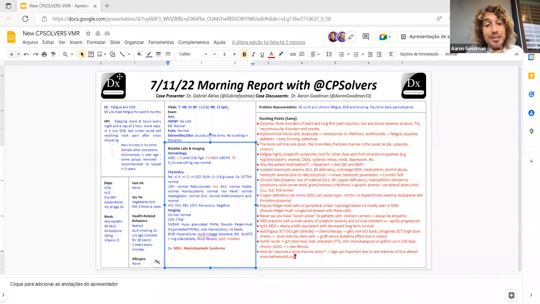Yeah, I think the main thing is, the second this CBC came back, to recognize that this isn't very good. This is a scary CBC. All lineages are out. It's macrocytic. It's screaming blood cancer. And that would be the biggest teaching point, to recognize that this guy isn't one that needs a hematologist in 6 months.